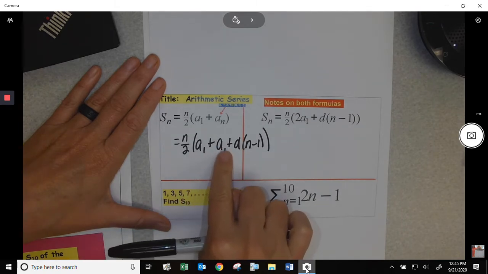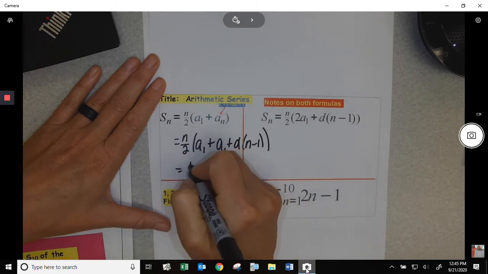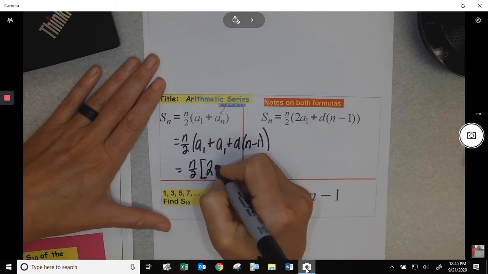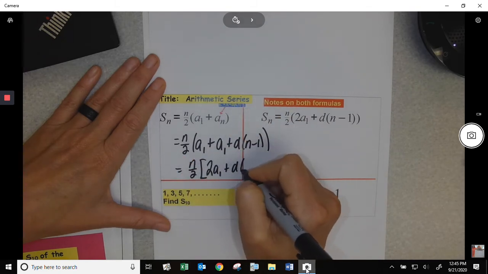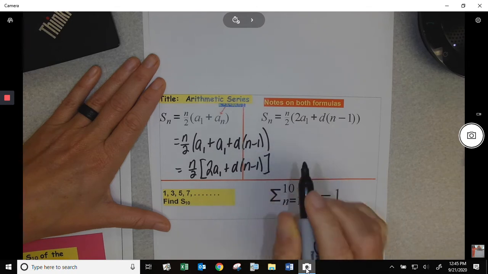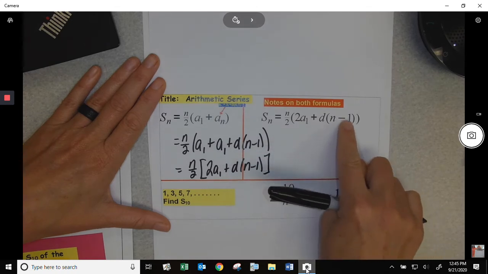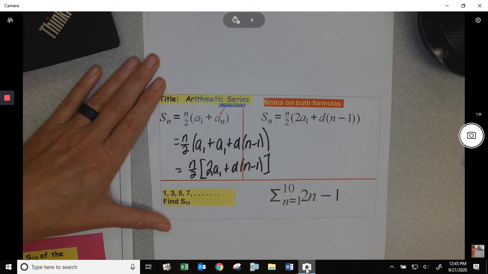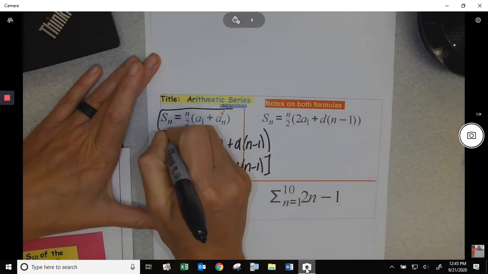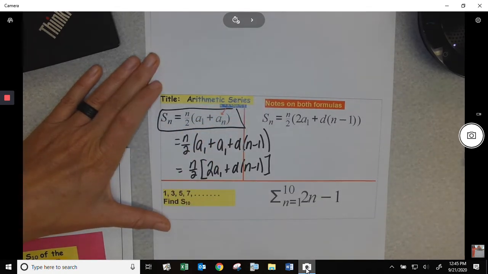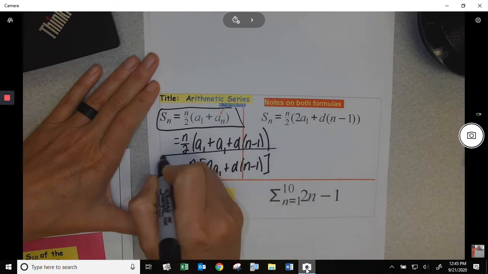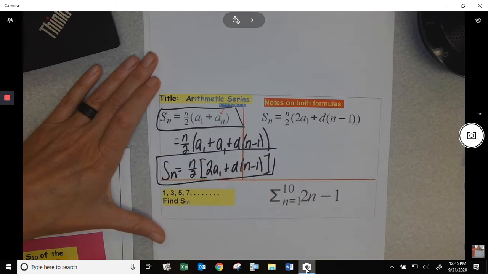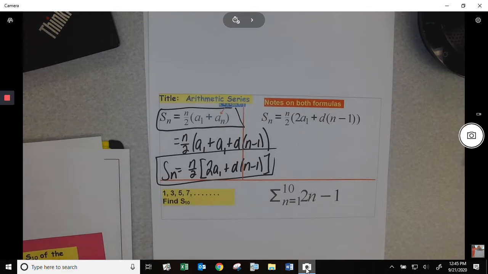You'll see we have 2 a sub 1s. I'm going to use a bracket because that's awfully big there. Plus d times n minus 1. And that is another formula. So the only thing different about this one is that they replace a sub n with the formula we already know. So you have 2 formulas that I'd like you to fill in on your formula sheet for summation of an arithmetic sequence, which makes it a series when we're summing it.